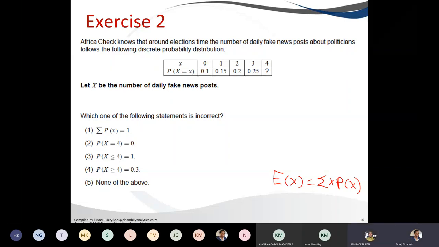Done, need a second one. Thank you. Done, expected value. Thank you. Done with the second one. Thank you.